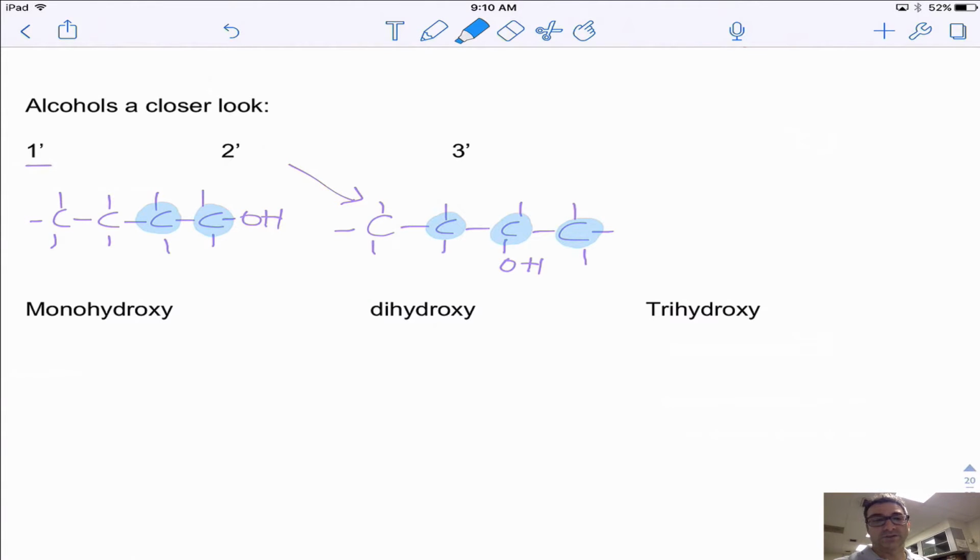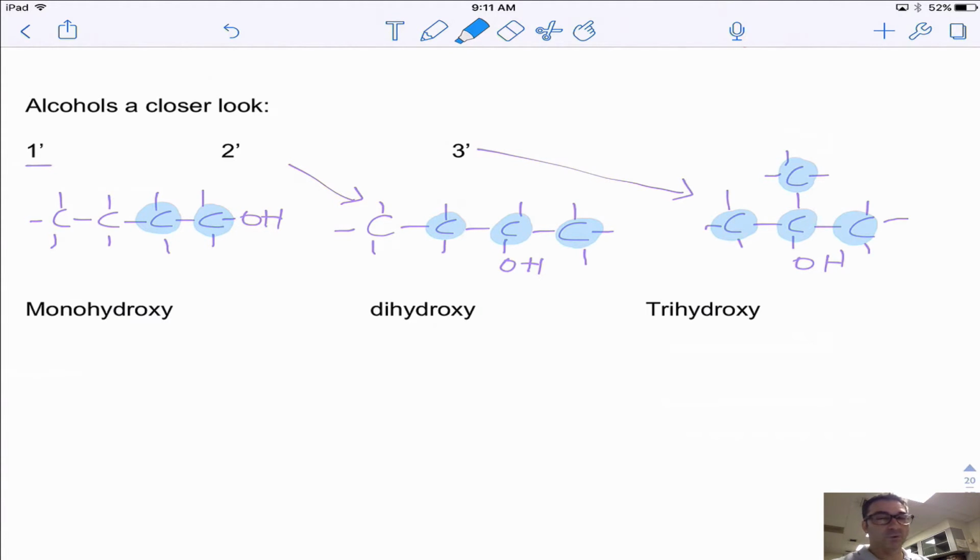And then I could have a situation where I have a tertiary alcohol, where we have the OH attached to a carbon in the middle of the chain, but this carbon is special because it is attached to 3 other carbons. The common name for this alcohol, because it has 4 carbons, is actually called t-butyl alcohol. But the IUPAC name would be 2-methyl-2-propanol, but people call it t-butyl alcohol commonly. So these are the different types of alcohols.